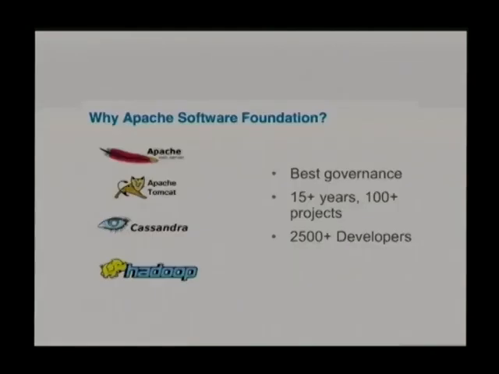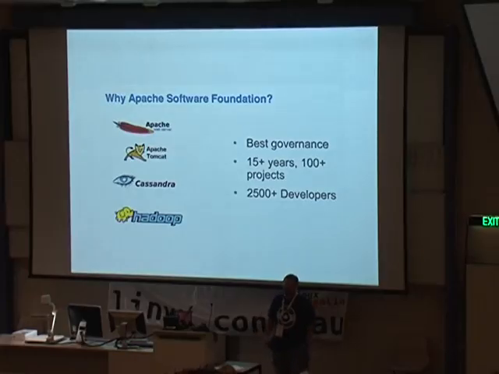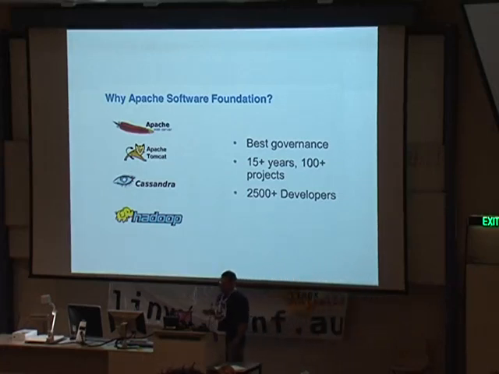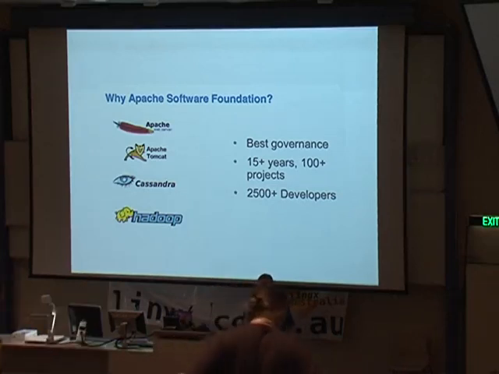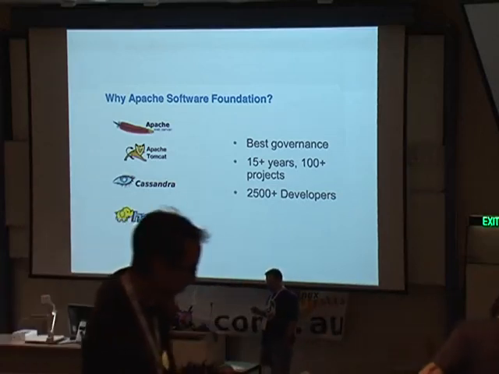All right. So why Apache? Governance model, very well known. Companies are very comfortable with Apache, not so comfortable with other governance models. Apache has been around for a very long time and has shepherded a number of very successful projects and a lot of developers in the Apache community.